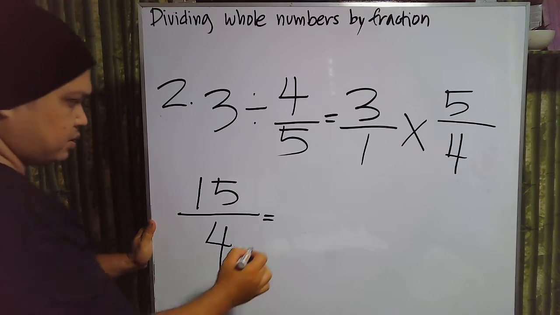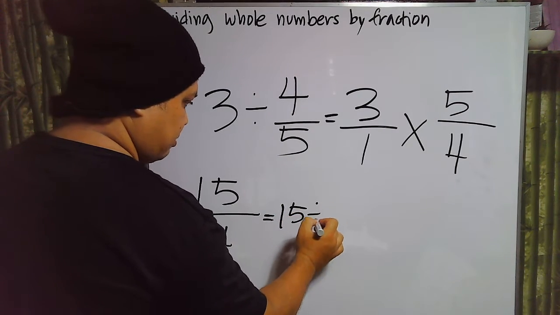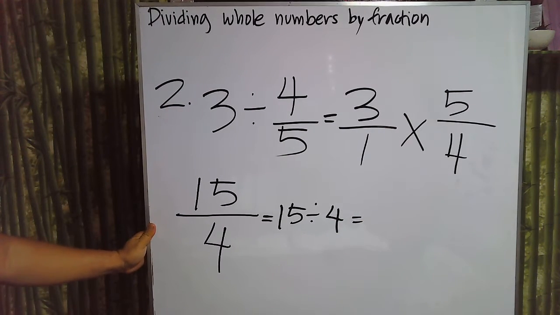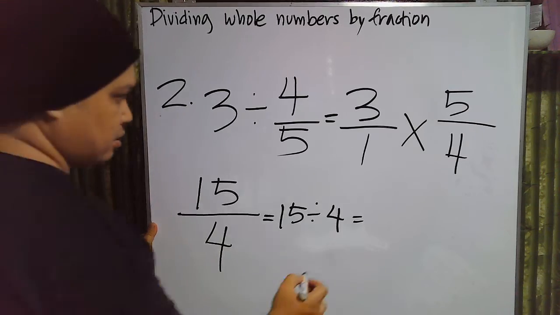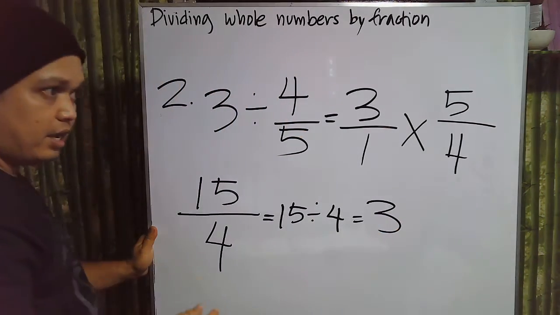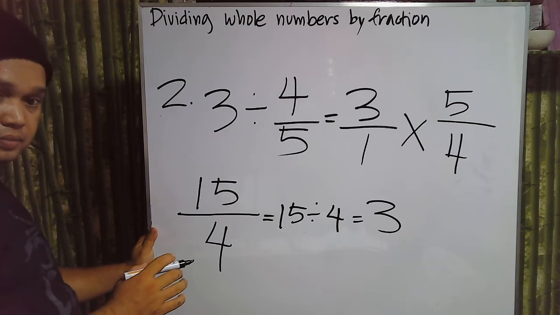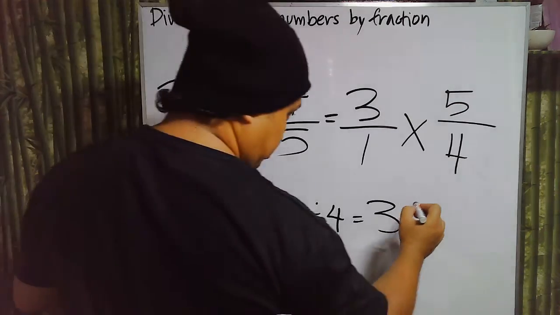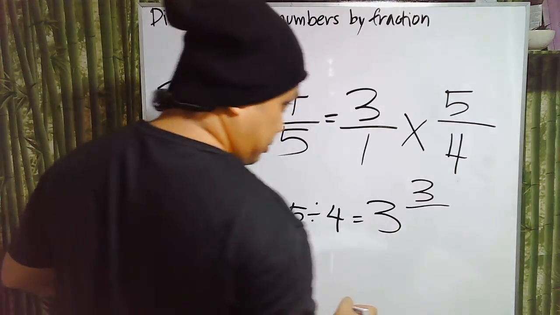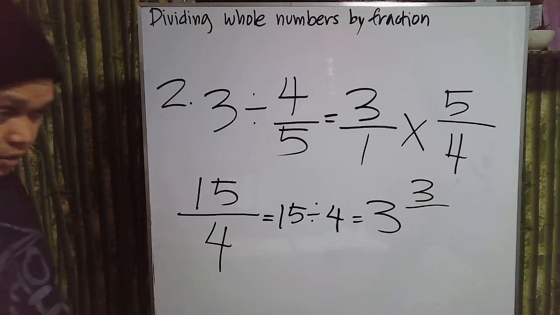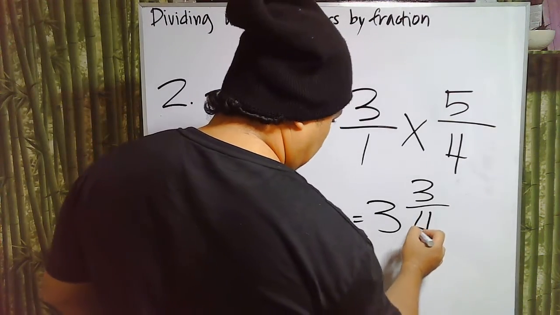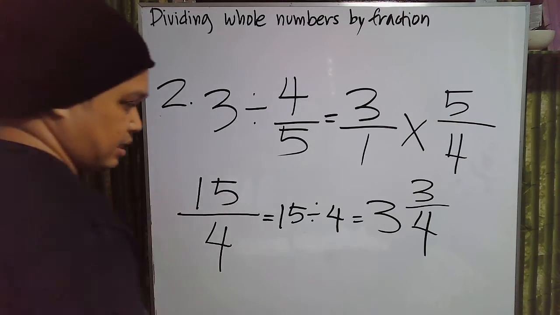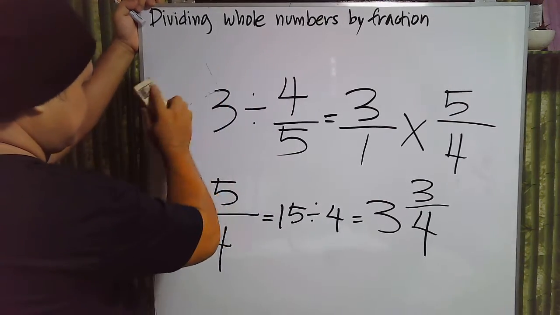And to answer this, 15 divided by 4. Okay, now how many 4 are there in a 15? There's 3, right? Because 3 times 4 is 12. And we have a remainder 3 to reach 15. So the remainder will become its numerator, and for its denominator, it's 4. Therefore, for our final answer, that's 3 and 3/4. Okay, let's have example number 3.